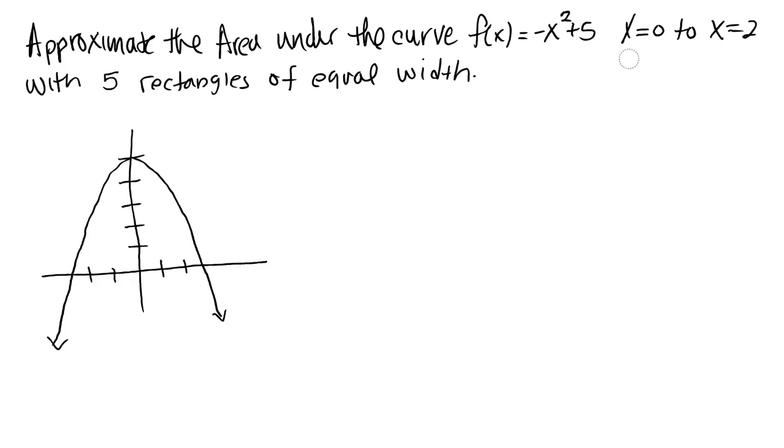We want to find the area under the curve from x equals 0 to x equals 2. So on my figure, I've got x equals 0 right here at the origin, x equals 2, and I'm going to draw vertical lines going up to the curve. And we want to find the area under the curve in between x equals 0 and x equals 2. So this is the area that we're interested in approximating.